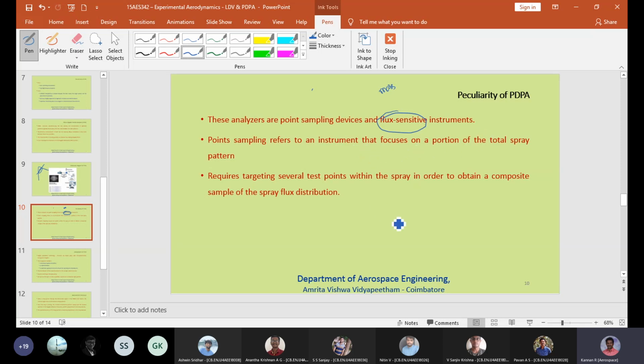A portion of the total spray pattern. For example, a spray cone is going to be coming like that, so we are going to focus on a particular zone. It requires targeting several test points within the spray in order to obtain a composite sample of your spray flux pattern. For example, mass flux, as I mentioned earlier.